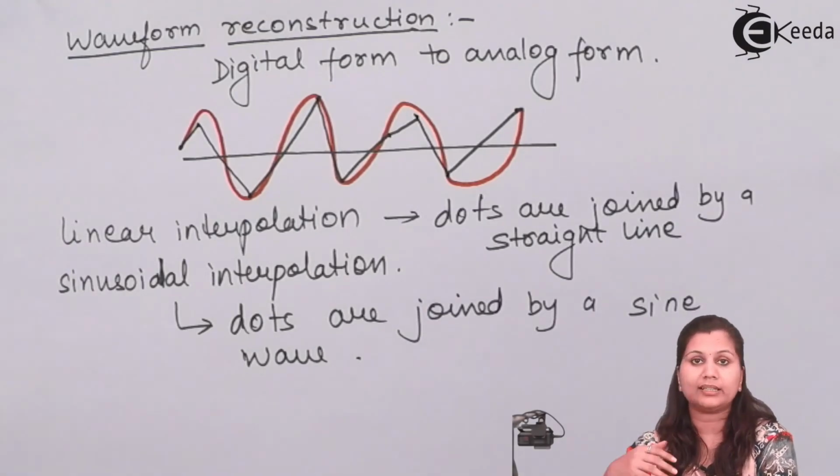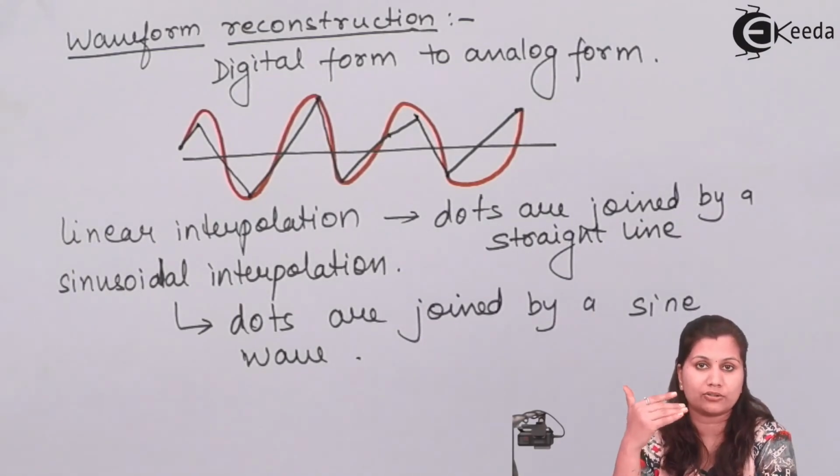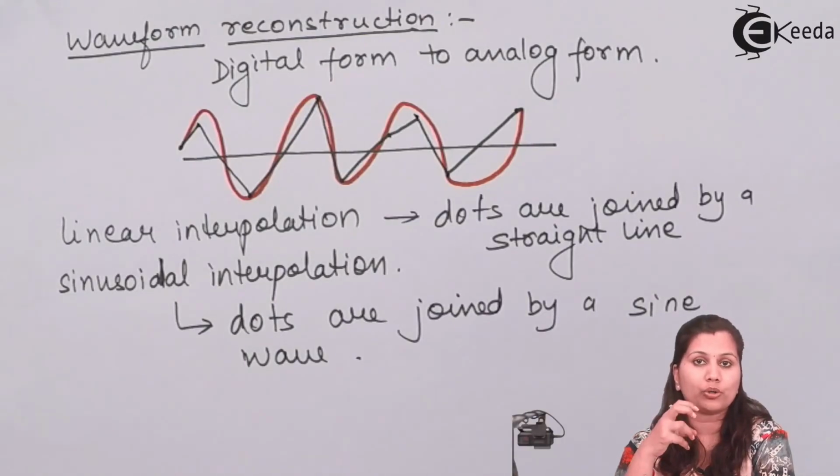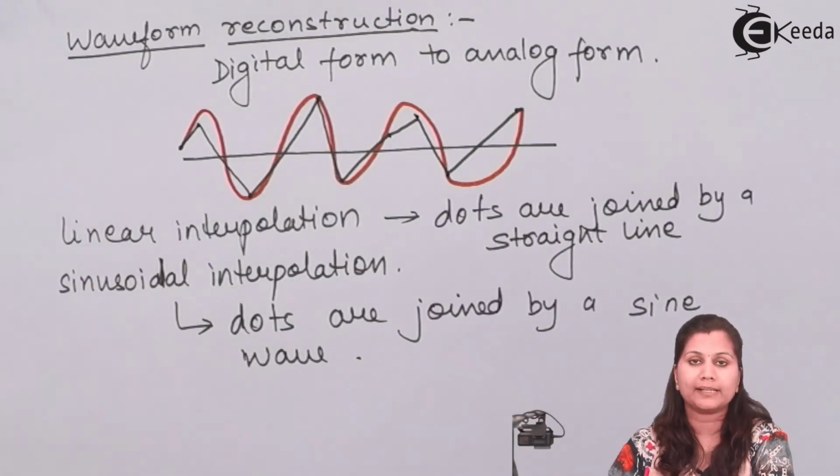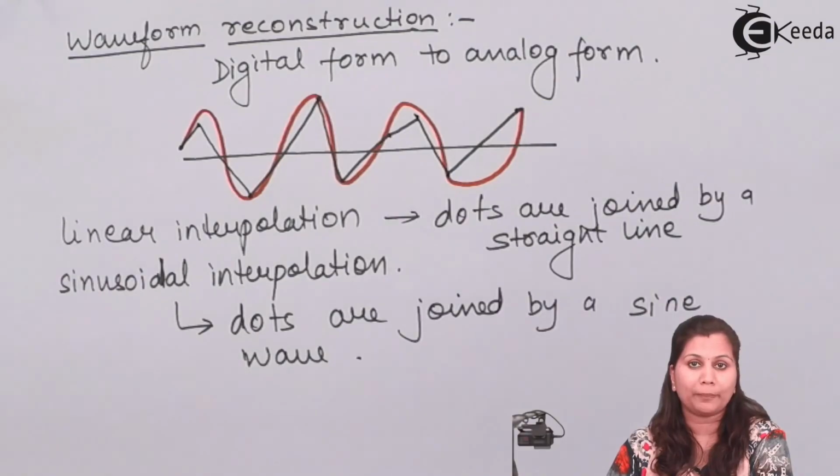After that, we studied how the waveform is reconstructed using the dot joining process in the block diagram. So this is the complete description of the block diagram, explaining the functions of each block present in the block diagram. I hope that this topic, block diagram of a digital storage oscilloscope, is now clear to you.